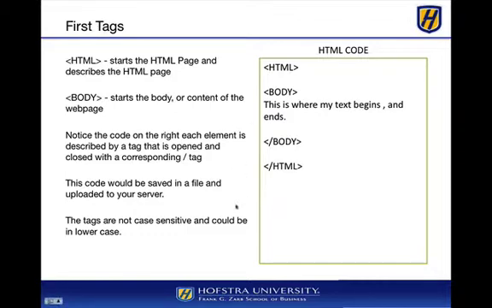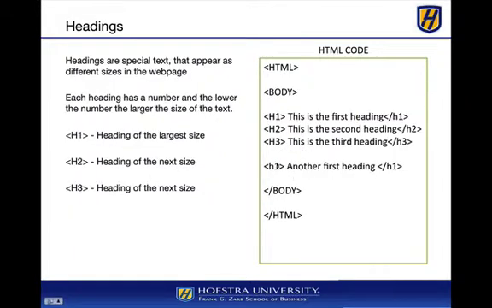The tags are not case sensitive and could be in lowercase. I only did them in uppercase here just to differentiate them, but as we move forward, they will be in lowercase. So here, headings, we have something called headings, which are special text, and they'll appear in different sizes. H1 is the largest size, H2 is the second largest size, and then H3 would be the third largest size. And I believe now you can go up to H5 or H6, but you'll see the differences, and you can give that a try. I can use any number of these I would like.